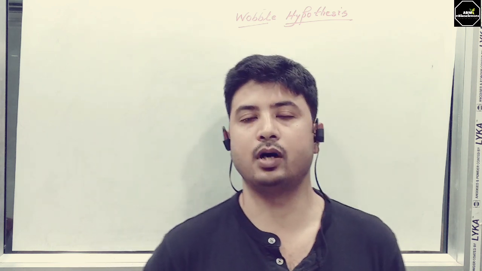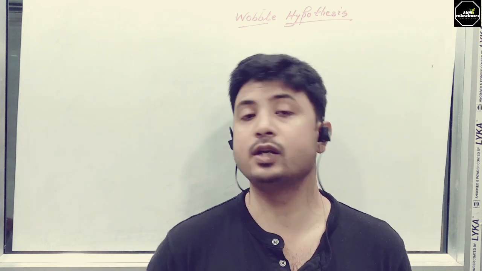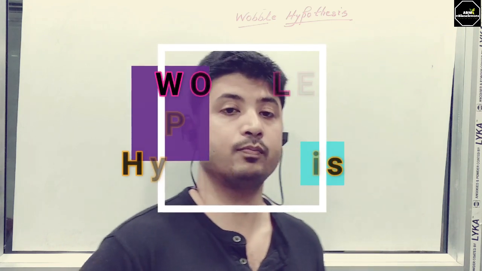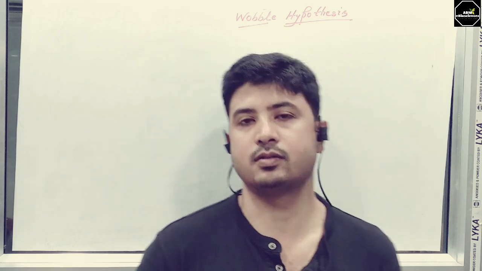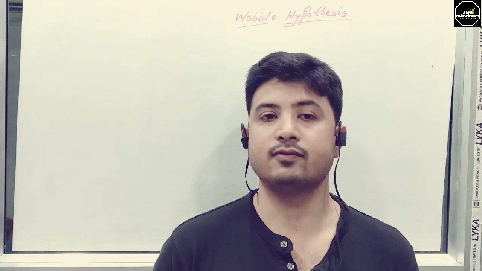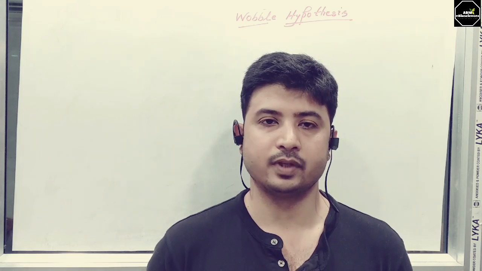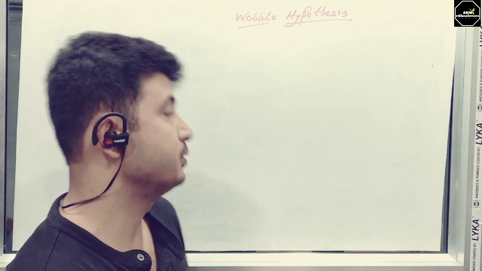So as you have seen in my thumbnail, today I'll be talking about the Wobble hypothesis. It's a very important mechanism in the central dogma process, which gives the cell the flexibility to go beyond its capacity. So let's start. What is the Wobble hypothesis?